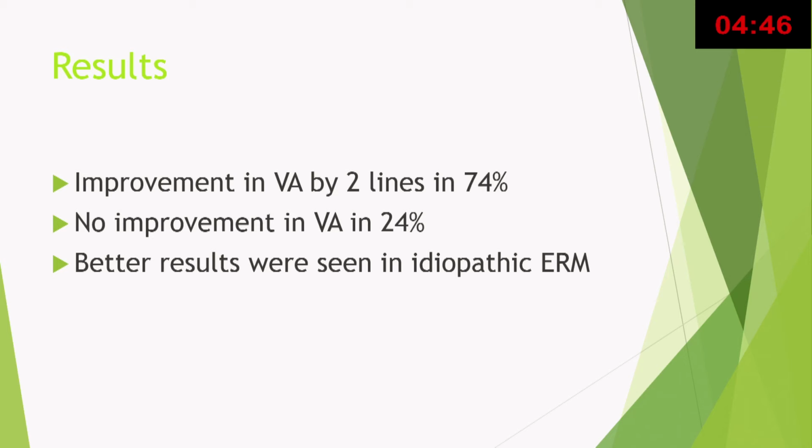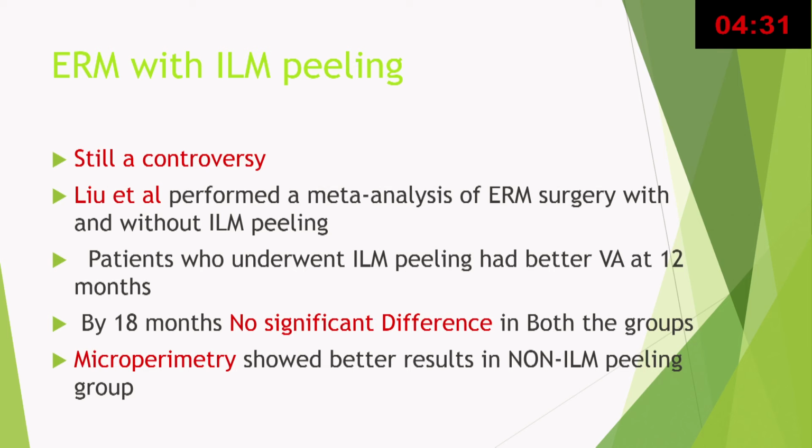The results: improvement in visual acuity occurs by two lines in 74% of cases. No improvement occurs in 24% of cases. Better results were seen in idiopathic epiretinal membranes. Now, there is another controversy: whether to peel an internal limiting membrane with an epiretinal membrane.